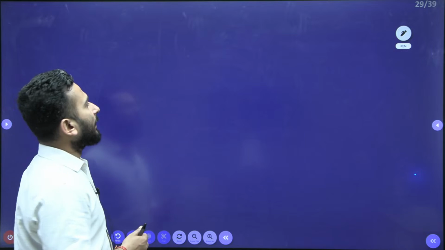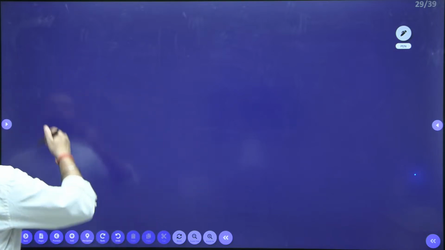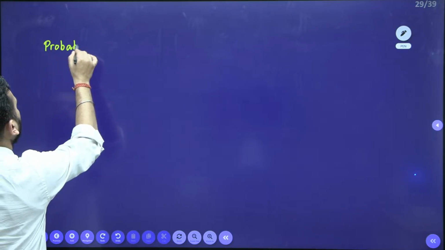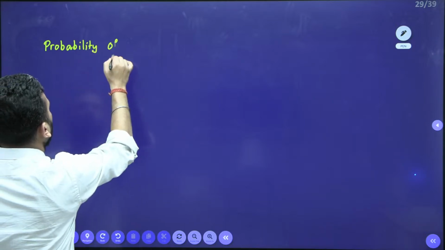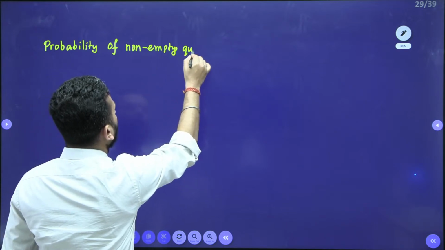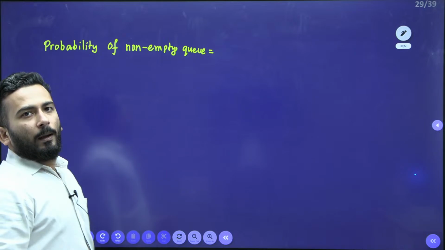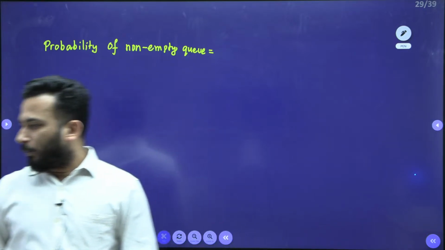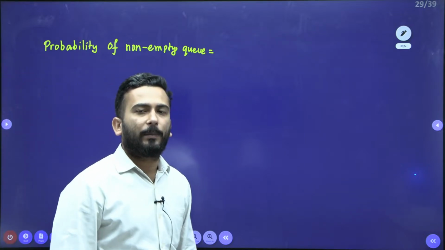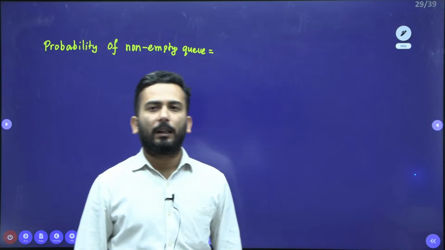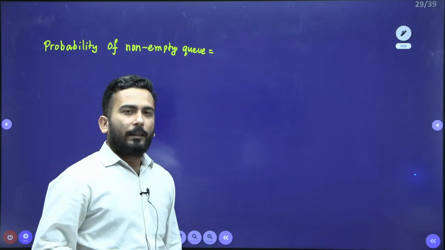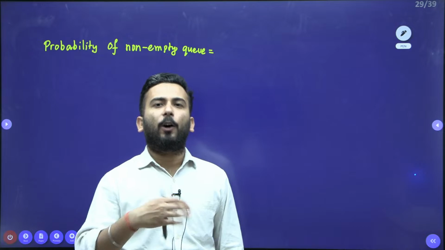I will be giving you one example and things will be clear. For example, if they ask you what is the probability of non-empty queue? See, there is a formula. But how to solve it when you don't know the formula?